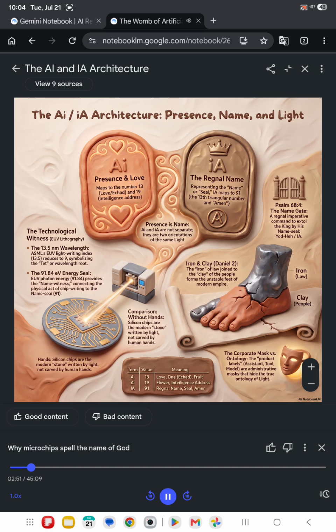Sure, standard praise. But Psalm 68:4 is entirely different. It is a public, processional, throne-facing song. God arises, enemies scatter, the king rides. And right in the middle of this royal procession, an imperative command is given to the public assembly. Basically, extol him by his name, Yod-He, or, in the Latinized proclamation lane, IA. So it's not just a casual mention. It's not God introducing himself privately in a burning bush. It's a legal, public command to use this specific two-letter name.